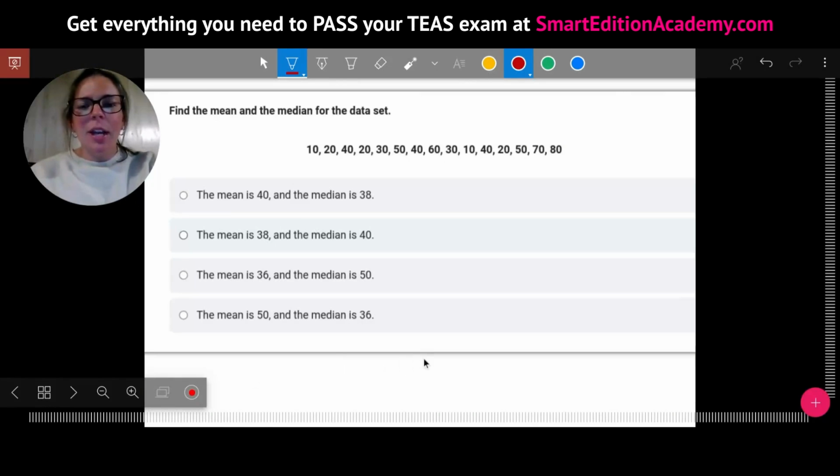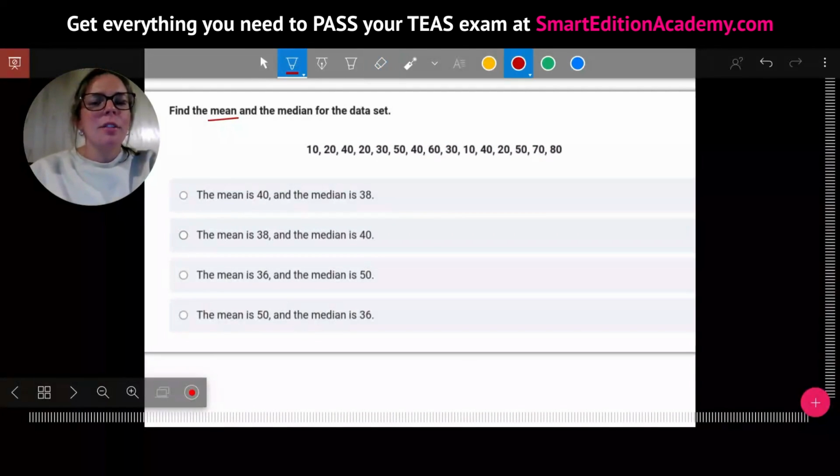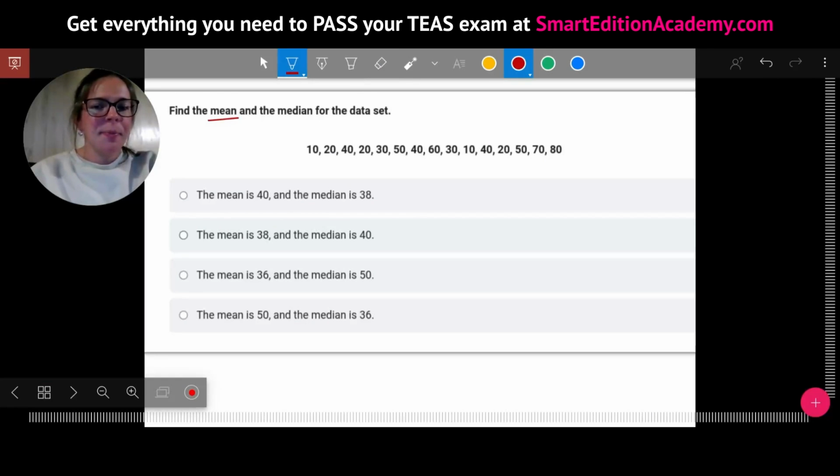All right, find the mean and median for the data set. So to find the mean, what I need to do is find the average. I need to add these all up and divide by how many pieces of data there are. So I would just plug into my calculator 10 plus 20 plus 40 plus 20 plus 30 plus 50 plus 40. It doesn't matter if these are in order. Just take a moment, plug all of these in your calculator. Okay, so add all of these up. So we're going to find the sum and then divide it by the number of pieces of data. I'll give you a moment again to try it on your own.